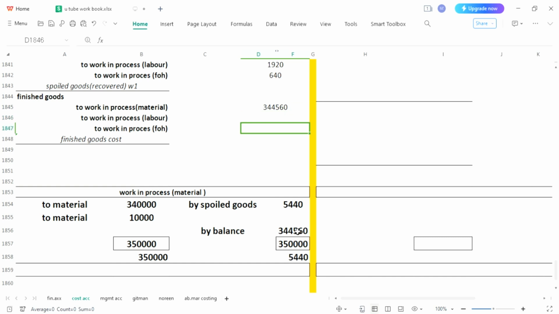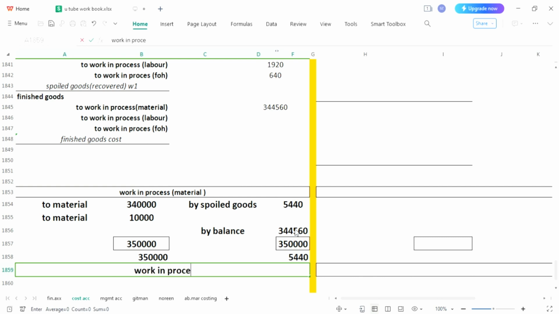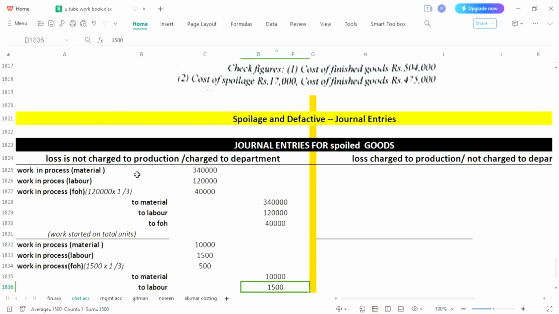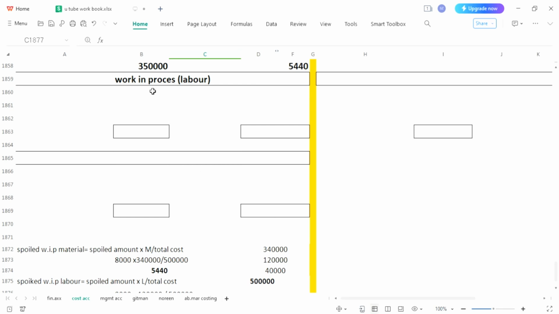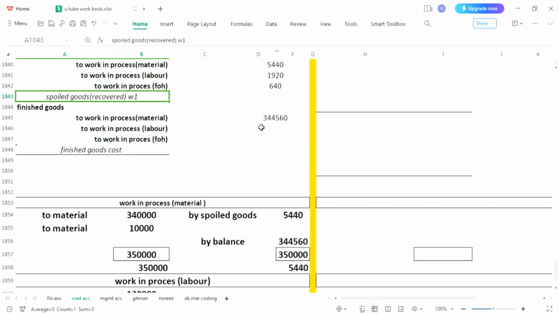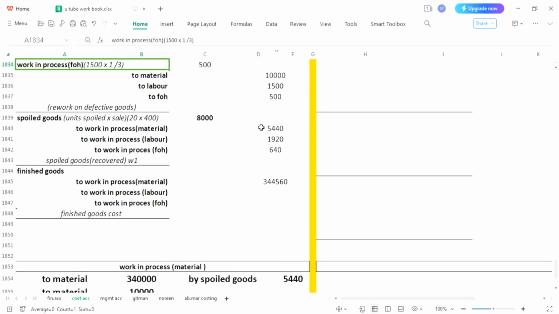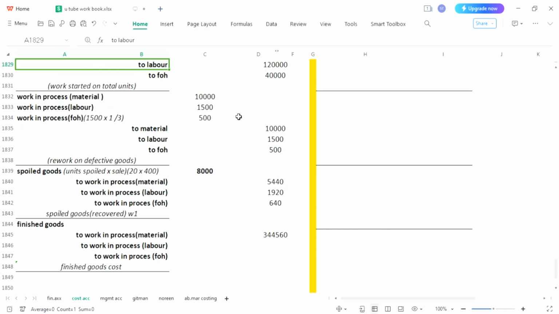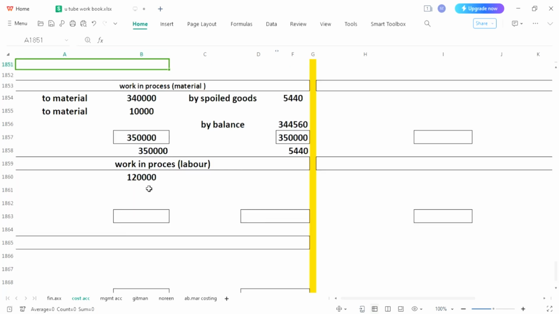And here you are required to write the amount you have calculated from the ledger, 344,560. In the similar way, today we will not spare it. We will be making all ledgers. Work in process for labor, and we will see where work in process labor is present. Debit 1,20,000. So you will be putting 1,20,000 over here. Then you see work in process labor was also present on debit side 1,500. So here second amount would arrive as 1,500.